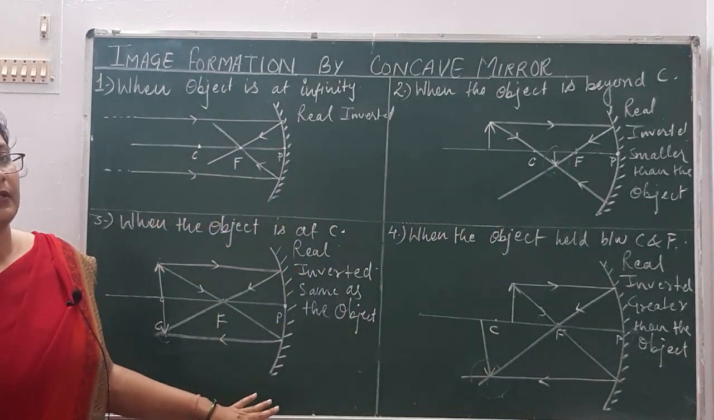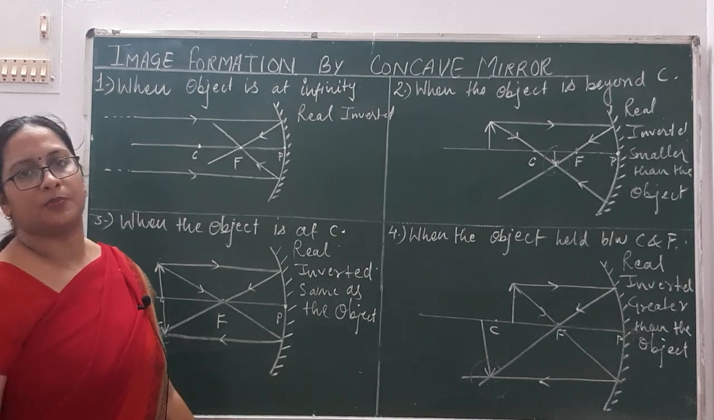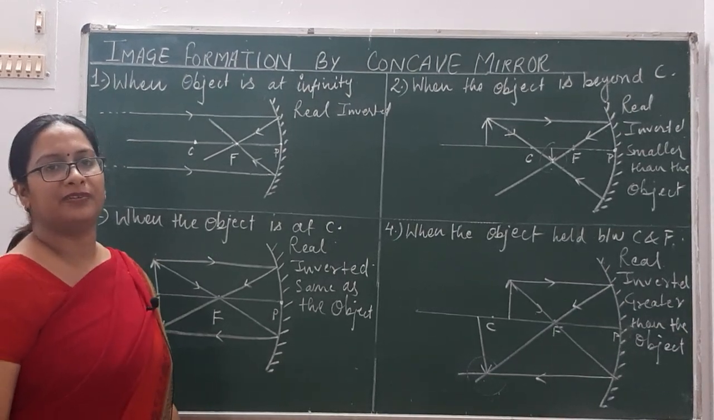Okay children, so these are the 4 positions of object through which we will trace the image.